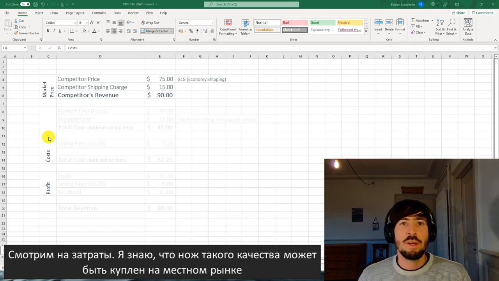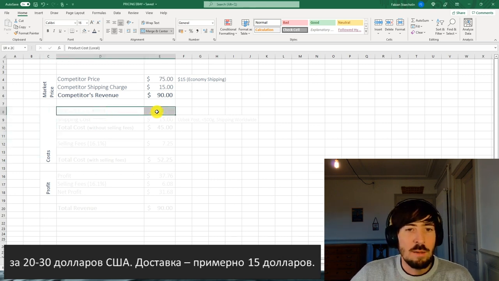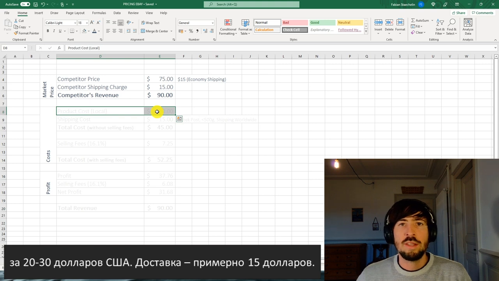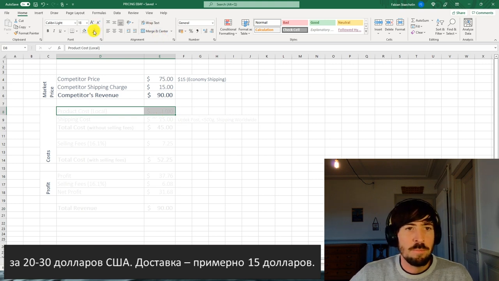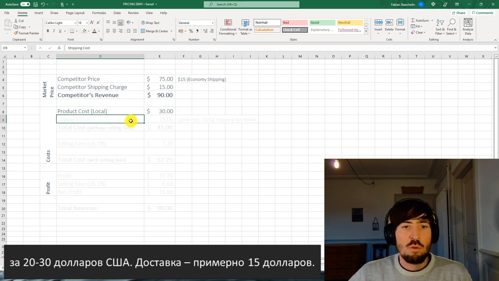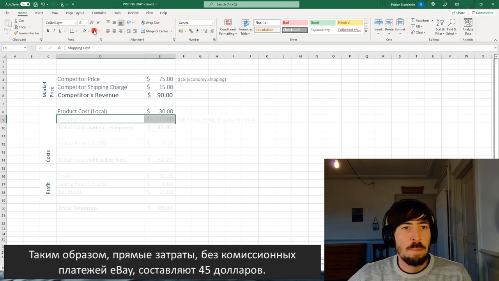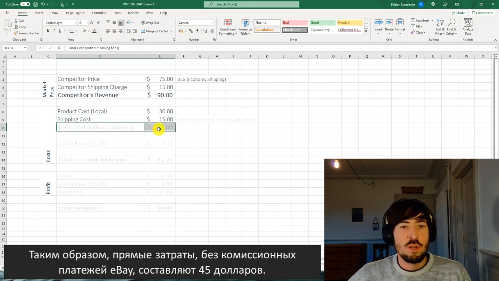How much did my competitor pay for this product? I know that this kind of high-quality Uzbek knife can be bought on the local market for between $20 and $30. The shipping cost is right about $15. This is how much my competitor is also charging directly to the consumer. So the total cost without any fees from eBay side is $45.